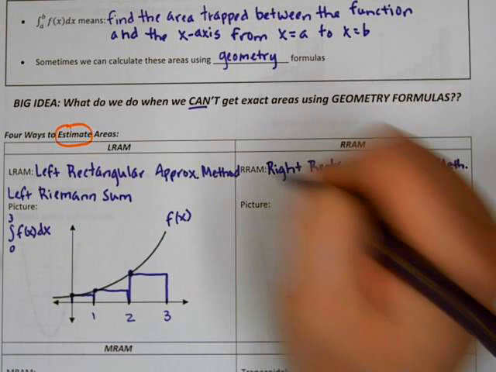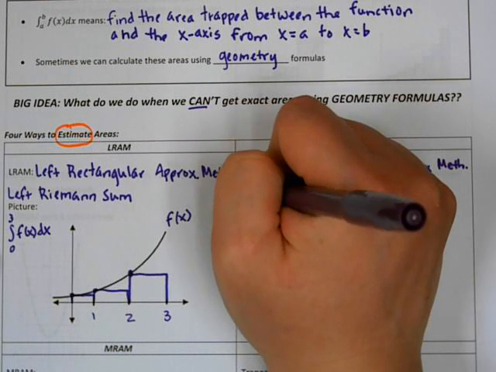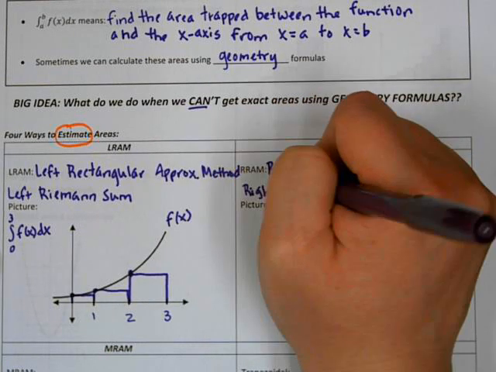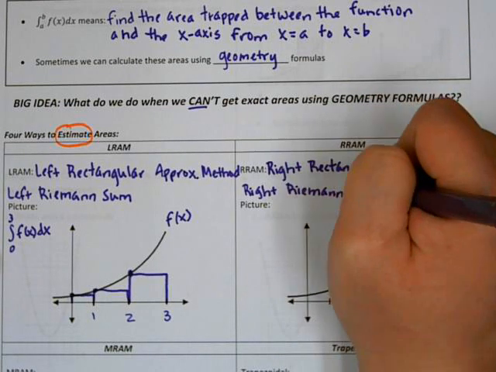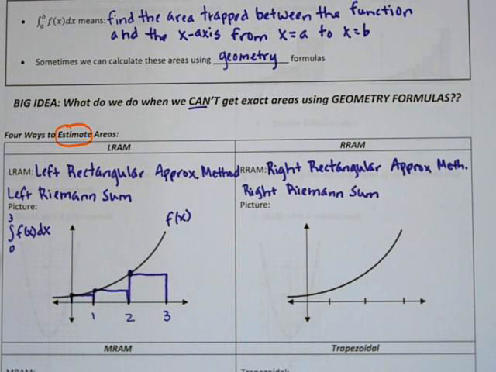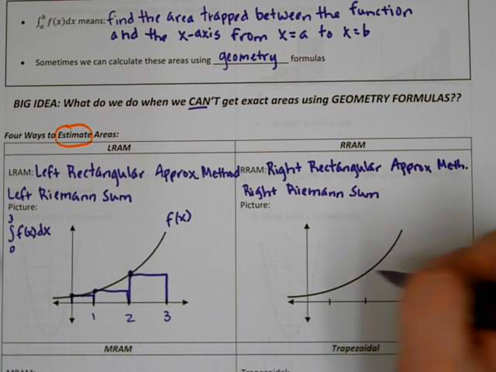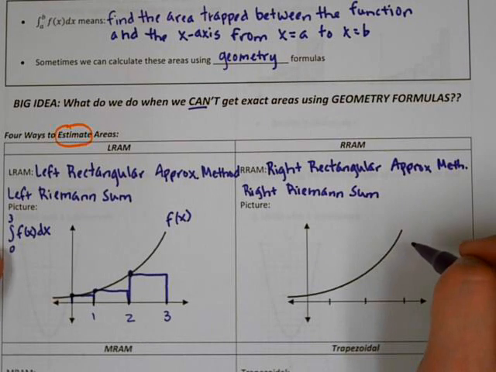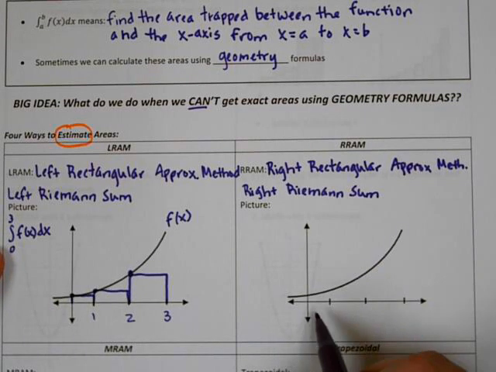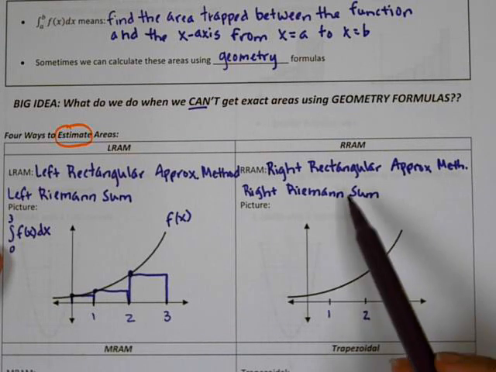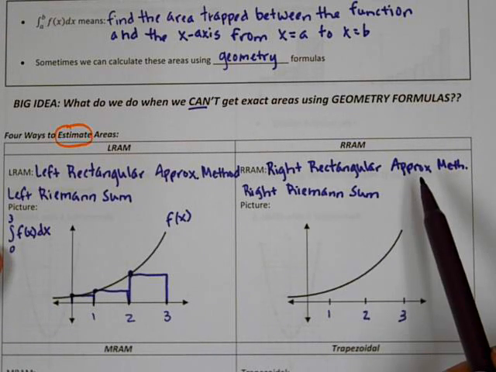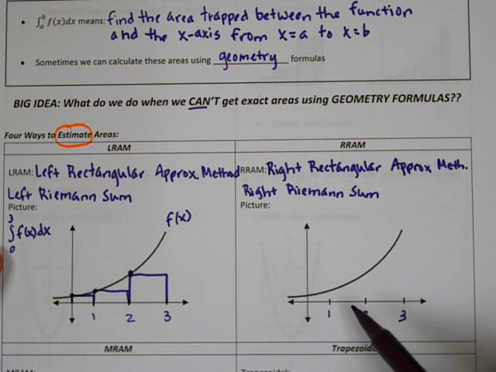We also call this the right Riemann sum. Okay, so again, let's call this function f of x, and let's find the same integral from 0 to 3 of f of x dx. So again, we're going from 0 to 1, 1 to 2, and 2 to 3. But now, since we're doing a right rectangular approximation method, I need to use my right endpoint.